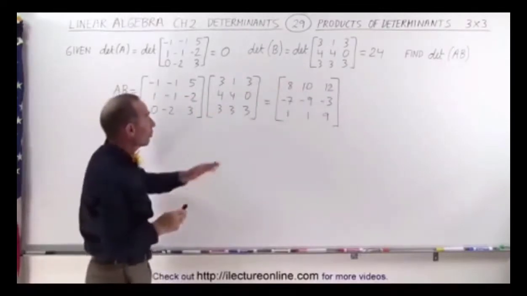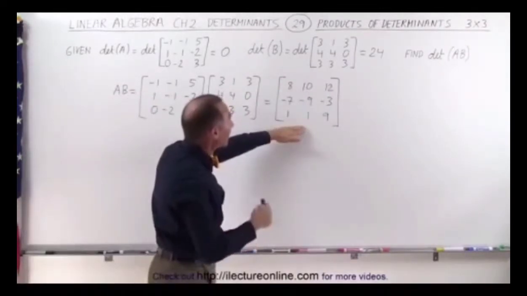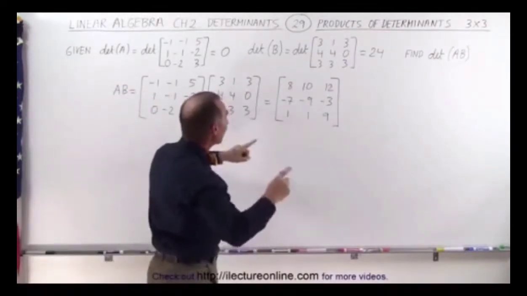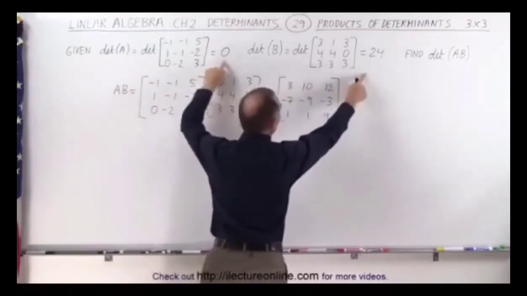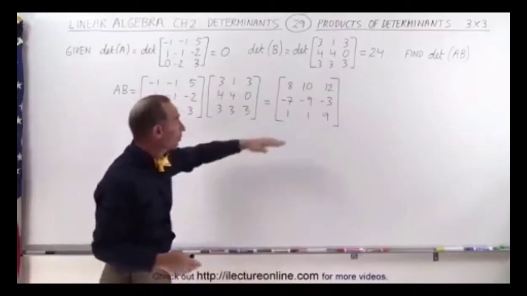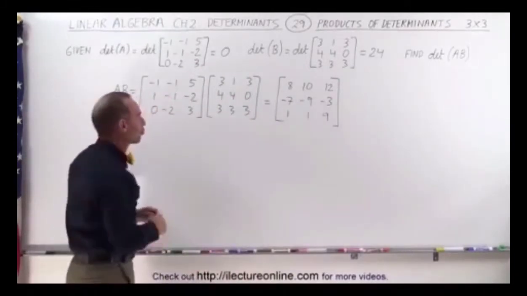Now we're going to take the determinant of this product matrix, A times B, and it should equal the product of the determinant of A times the determinant of B. It would be 0 times 24, or 0. So the determinant of this matrix should equal 0. Let's see if that's true.